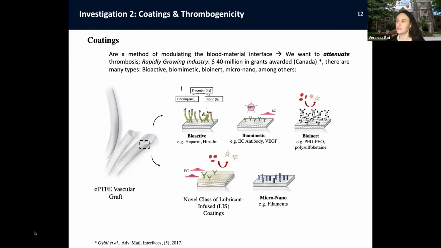It is estimated that between 2008 and 2016, $40 million worth or more of grants were awarded for the development of novel antithrombogenic coatings. From this, the use of bioactive, biomimetic, bioinert, micro nanostructure coatings have been well described. Some have been deployed in clinical settings. Pyrolytic carbon-coated heart valve is an example. Heparin-coated vascular graft by the company Gore and Gentige are other examples. There are many others for sure, especially in literature.